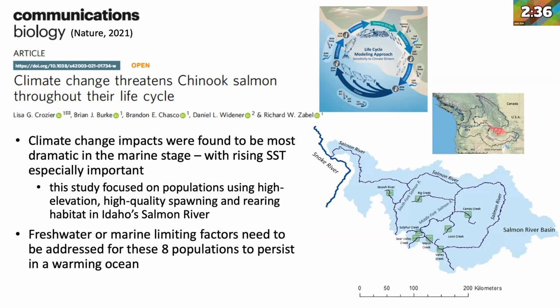And they found that the rising SST in the Northeast Pacific was the most important environmental driver in their future projections. And in part, this is a result of focusing on populations that are in the highest elevation, highest quality spawning and rearing habitat in the Columbia Basin, probably. They're up there in relatively pristine freshwater habitats in Idaho. And it really ended up highlighting the fact that limiting factors that can be either in freshwater or the marine system have to be addressed if these populations are going to persist in a warming ocean.